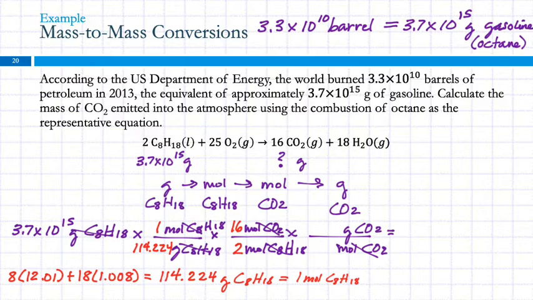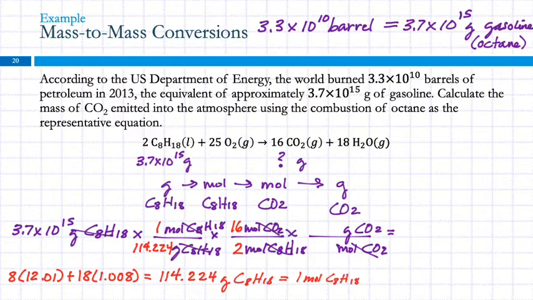How many sig figs is my answer going to end up with? 2. Because my starting number had 2. These mole ratios are exact. My molar masses are going to have more than 2 sig figs. So I'm going to end up with 2, and the ones in here, I just want to make sure I have at least 2. So then I need the molar mass for CO2.